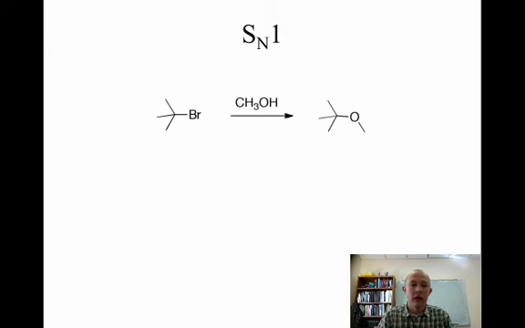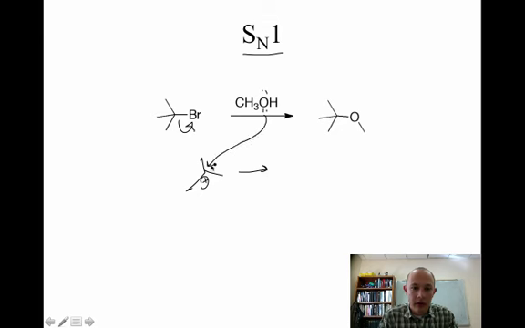So let's say that there's more than one way to skin a cat, right? So another way to make MTBE is through an SN1 reaction, right? We could take tert-butyl bromide, treat it with methanol. The bromide would leave, we're familiar with this, to give a tertiary carbocation, which could then be attacked by a lone pair of electrons on methanol. That's going to give us an intermediate that looks like this, right?